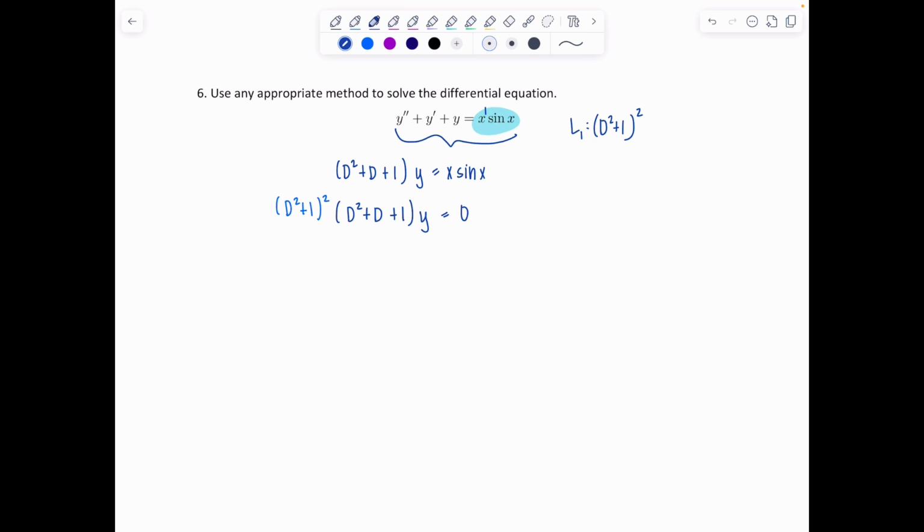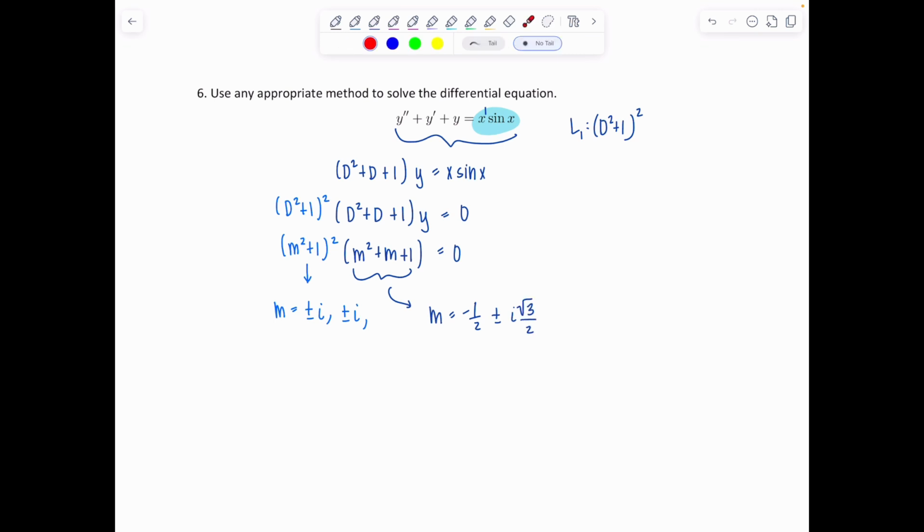So now let's write the characteristic equation. It'll be m squared plus 1, squared, times m squared plus m plus 1, is 0. You don't have to write y anymore. Finding the roots, be careful, these are from the annihilator. So m equals plus or minus i, twice. And then for this, we'll need the quadratic formula. We just did it in the first problem. So it's negative 1/2 plus or minus i root 3 over 2. So use these to construct the solution for the homogeneous, for your complementary function. And then this will help me find the form of the particular solution.